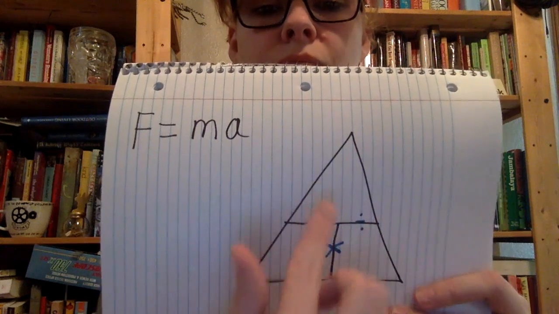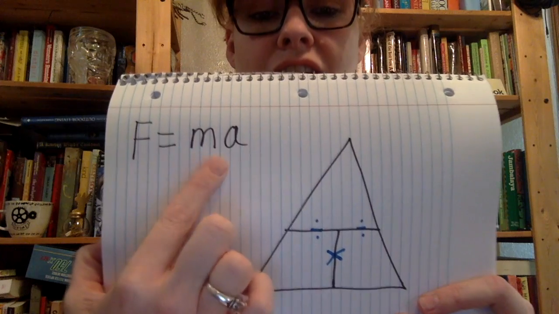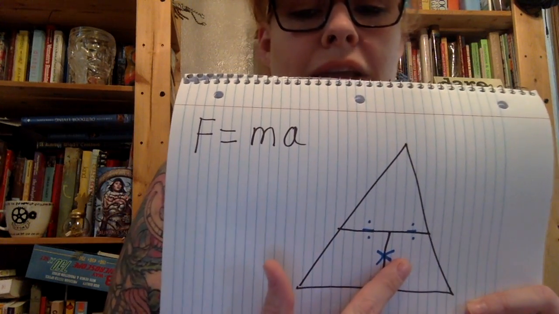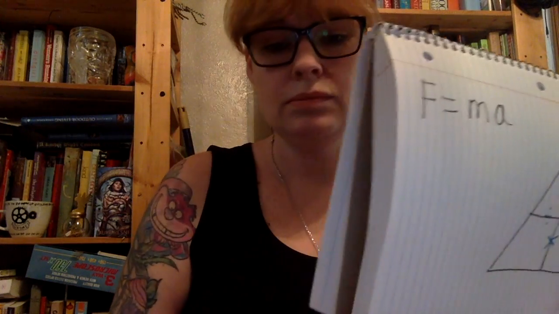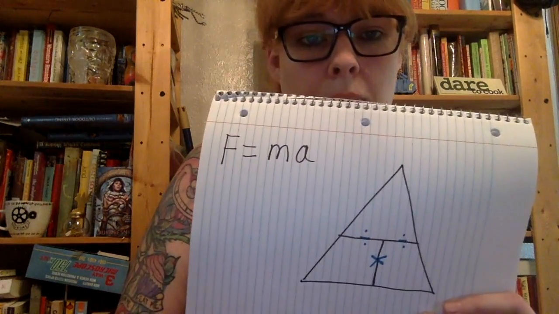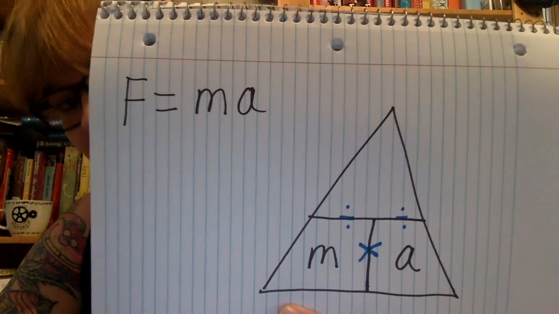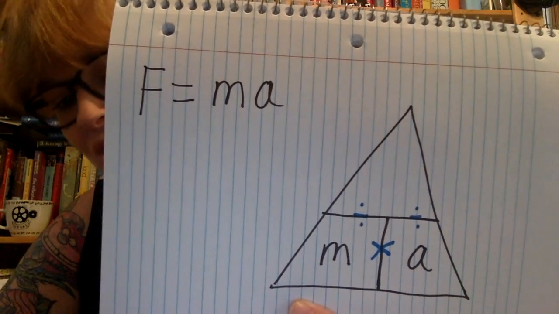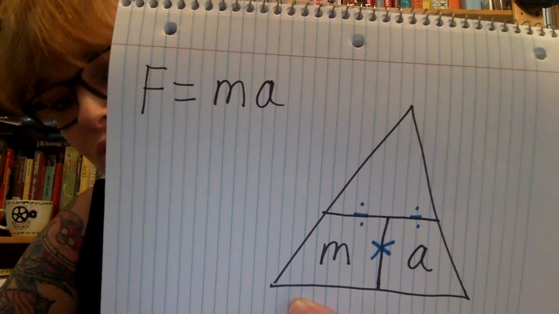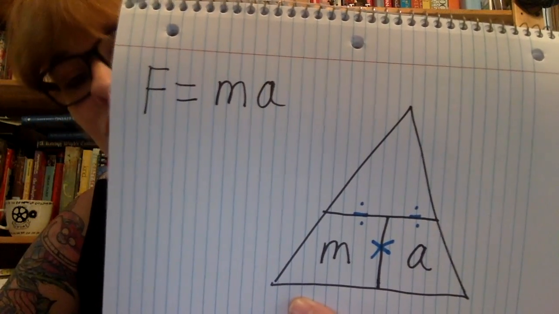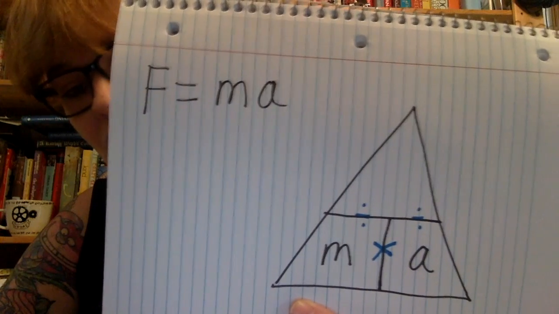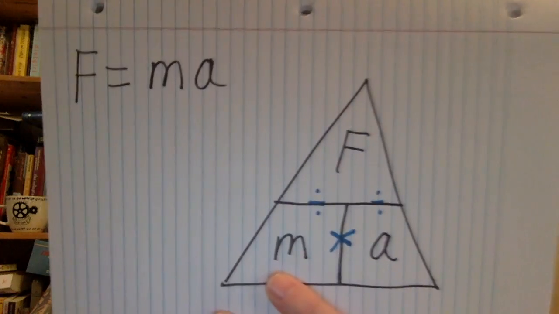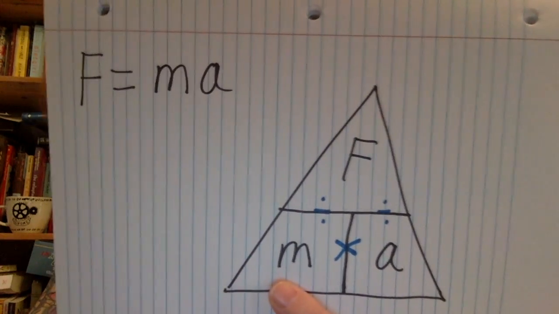To remember this, if the letters are next to each other in the formula, then in the triangle they're going to go next to each other. You can see mass and acceleration are next to each other in the formula, so mass and acceleration are next to each other in the formula chart. It does not matter which side you put the M or the A on, they both go on the bottom. Just fill in the last letter on top, which in this case is F for force.